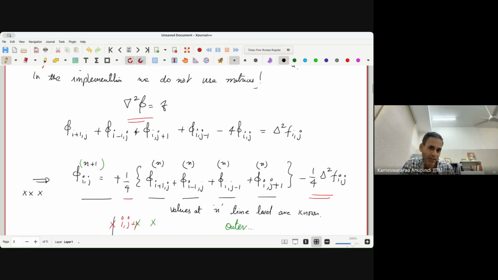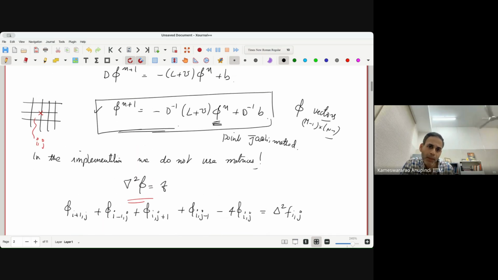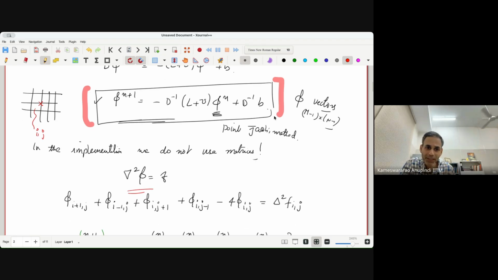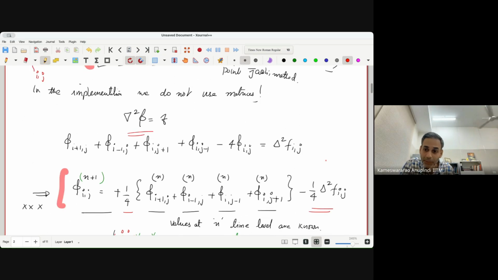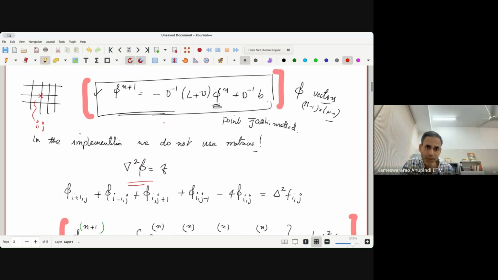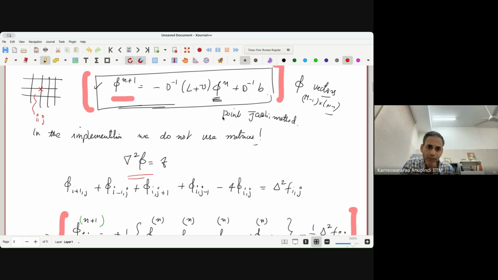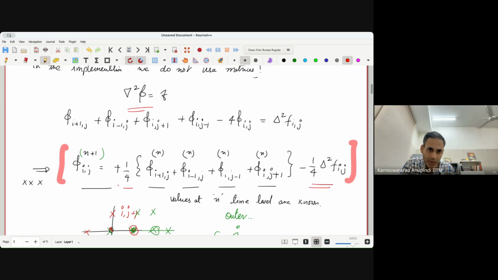It doesn't deal with actually matrices, but you see here what we have done. So you should be able to see the correspondence between this matrix formulation of the equation and the implementation equation that we have developed. You can see that phi n plus 1 equals minus d inverse times L plus u phi n, which is nothing but this. Minus d inverse is plus 1 by 4, right? Because in the matrix we had minus 4, 1, 1 like that. So this is going to be minus of minus is plus, and then d inverse will have 1 by 4. So that's what we have.